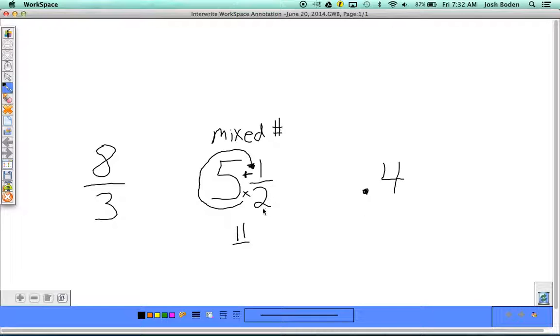Now, I'm going to keep my same denominator. So what is 5 and 1/2 as an improper fraction? Well, it's 11/2. And I know it's improper because my numerator is larger than my denominator.